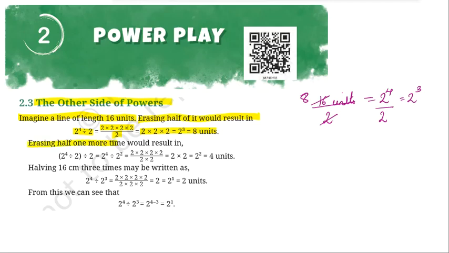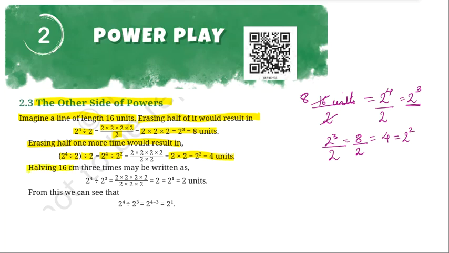Erasing half one more time would result in 2 to the power of 4 divided by 2 and again divided by 2, which is 2 to the power of 4 divided by 2 to the power of 2, and then it would give you 2 to the power of 2, which is 4 units. So let's divide one more time. In the above result we got 2 to the power of 3. Let's divide it further. So it is 8 over 2, which is 4, and 4 can be written as 2 to the power of 2. So 4 units or 2 to the power of 2 units.